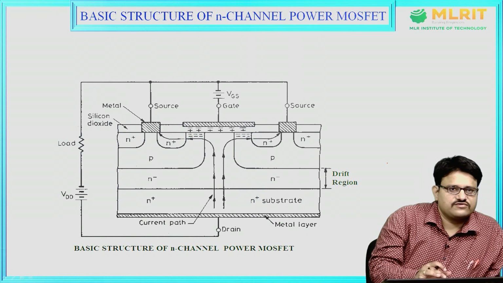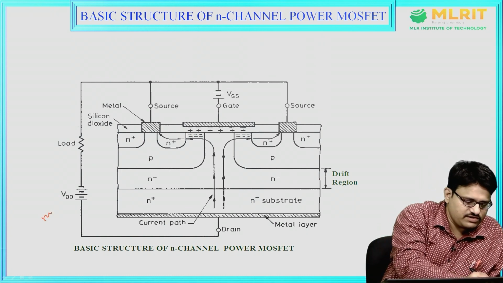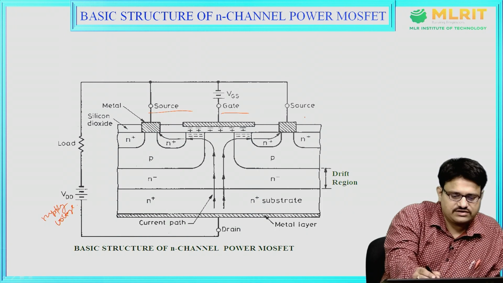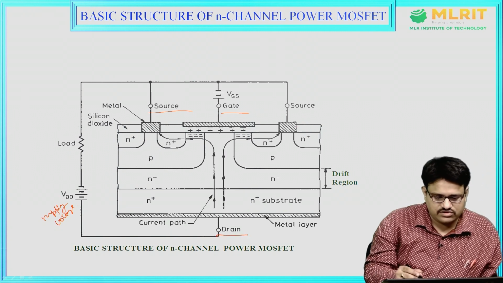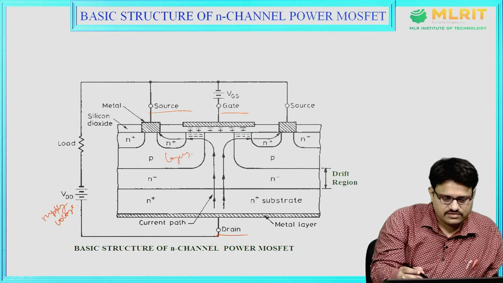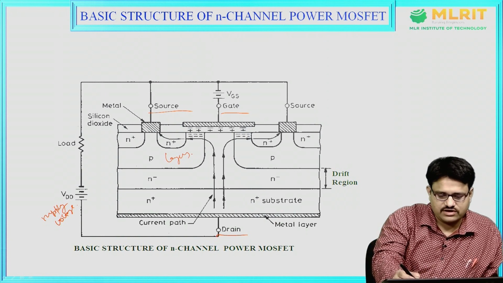The basic structure of N channel power MOSFET. Here we can see this is the supply voltage. This is the source, gate, drain, so three terminals, and these are the layers. This is the physical structure of the N channel power MOSFET, and this is the drift region.